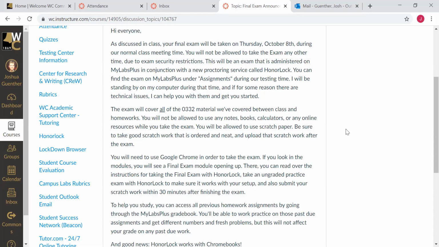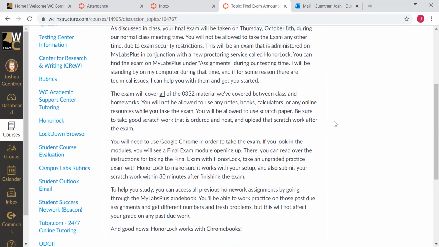That's basically our way of saying you're in HonorLock, because otherwise you couldn't take the exam at all. That's what it's going to be. And then you can start the exam, and it'll look just like something that's in MyLabs Plus, an exam. You won't get three submissions or attempts per problem like you did on that self-paced exam, which, by the way, the self-paced exam everyone did pretty well on. So just keep that in mind.